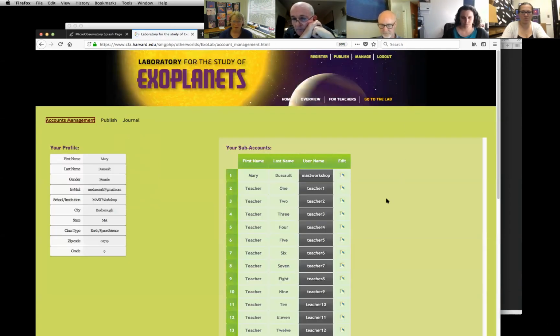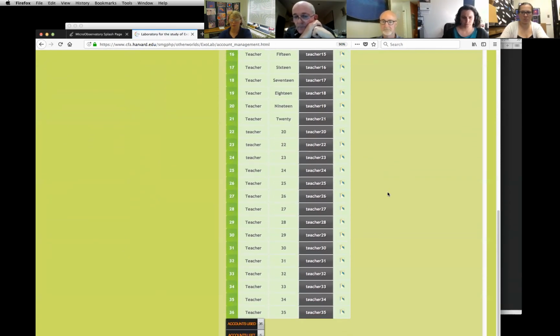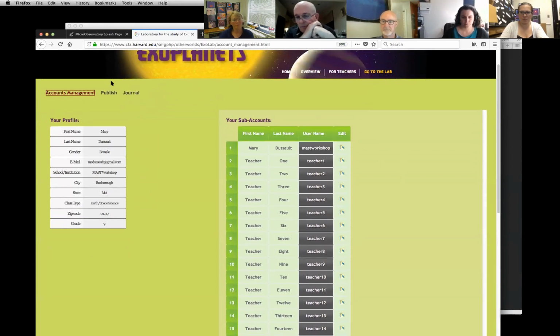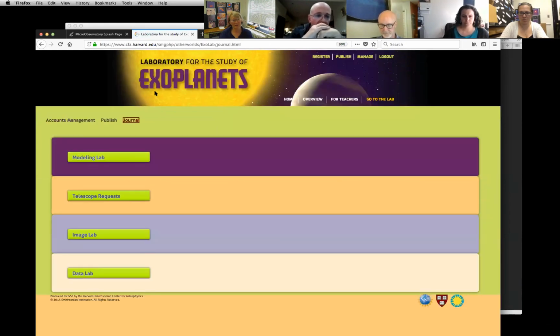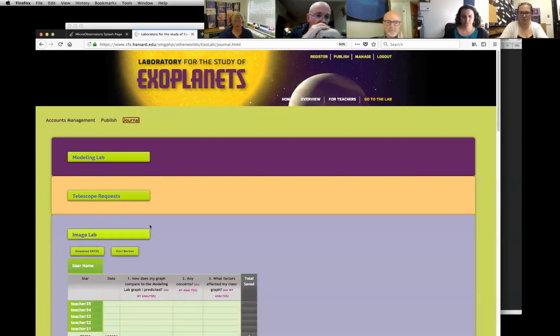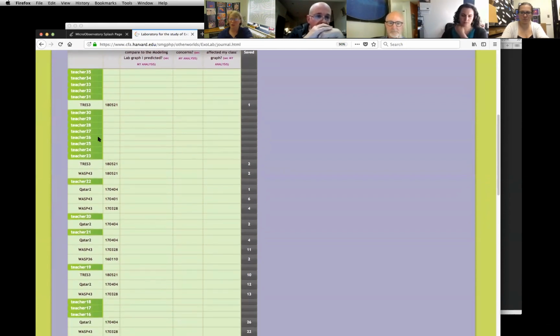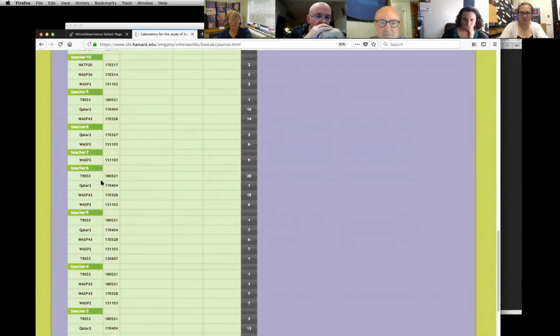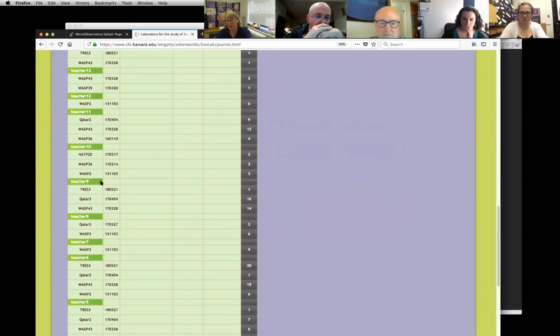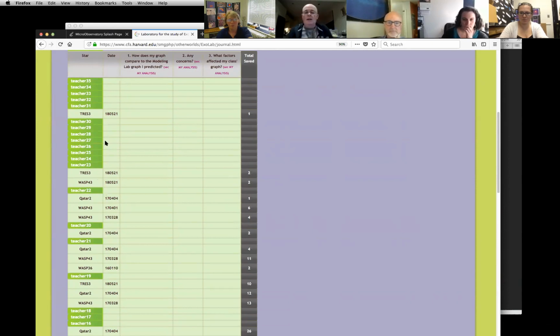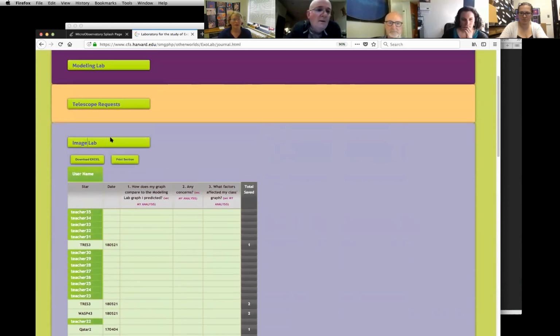manage, right, there's all my students, teachers 1 through 35. But I also have this little journal tab. Turns out, if I look at that, and I look at telescope, if I look at ExoLab, actually, I have a record of which teachers made which measurements. So I could see what my various students did. I can download it as an Excel spreadsheet if you want to take a look at that or whatever.